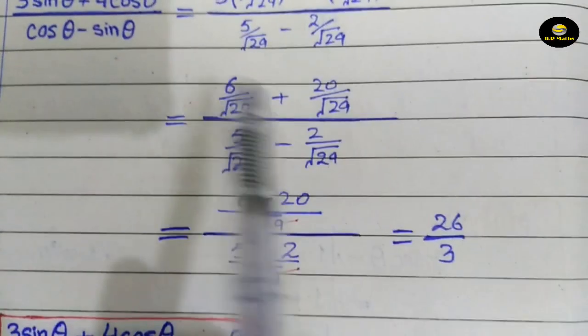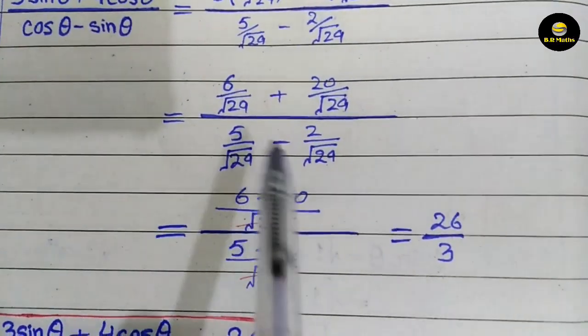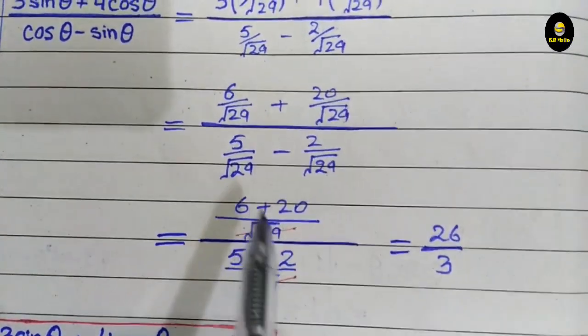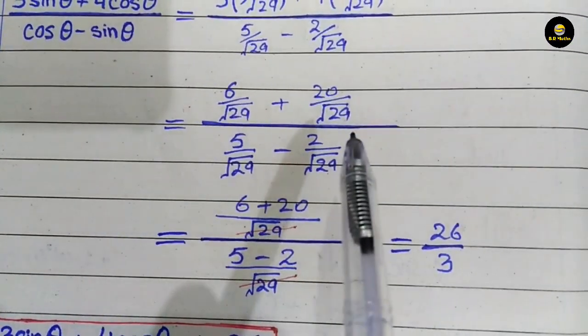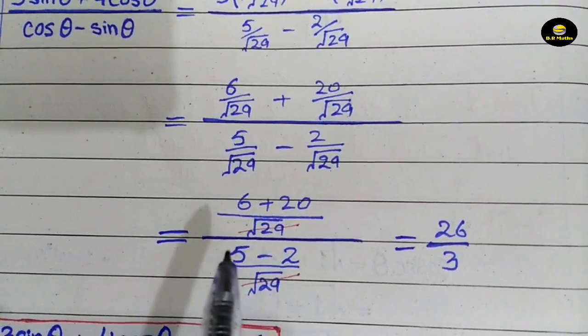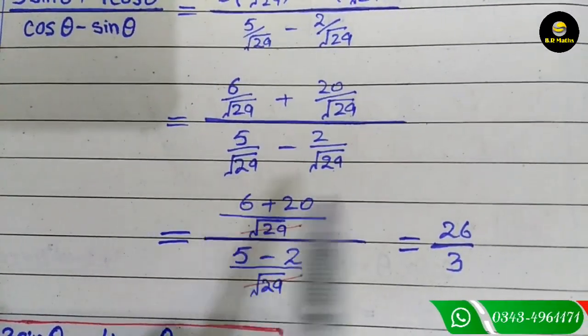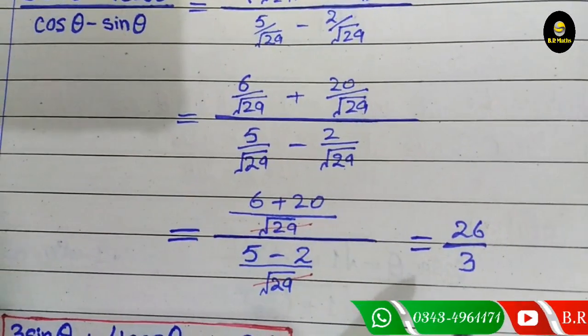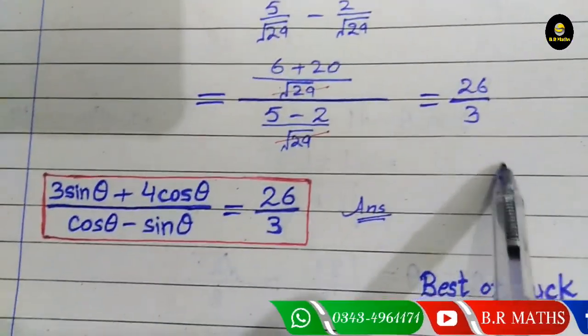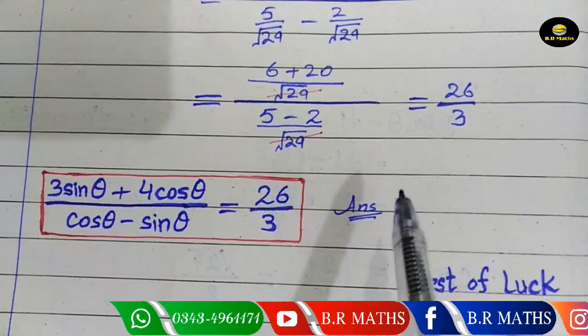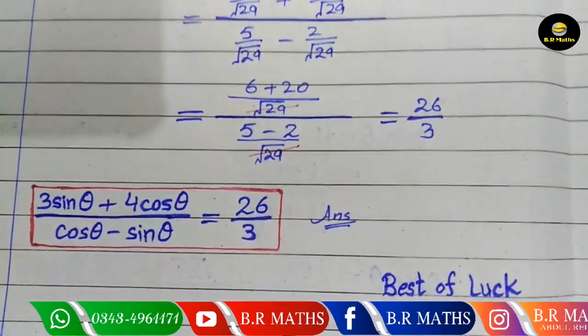Take the LCM in numerator and denominator. Square root 29 is the LCM. So 6 plus 20, and in denominator 5 minus 2. Square root 29 and square root 29 both are cancelled with each other and the final result is 26 divided by 3. And there is no cancellation further. So the result of this requirement is 26 divided by 3.